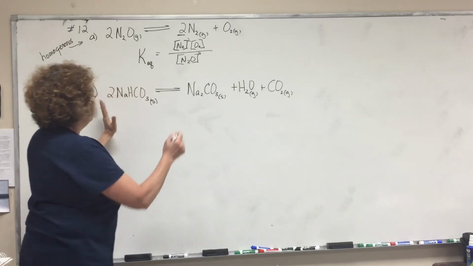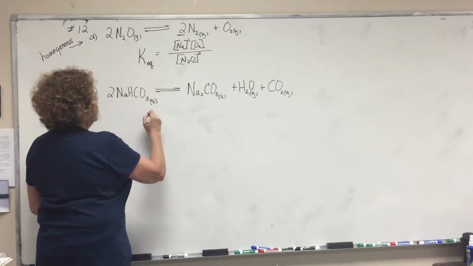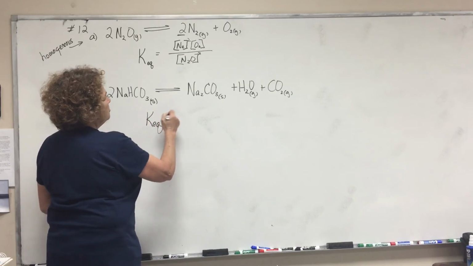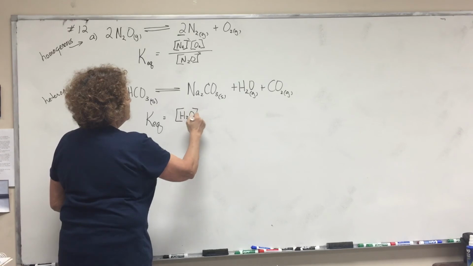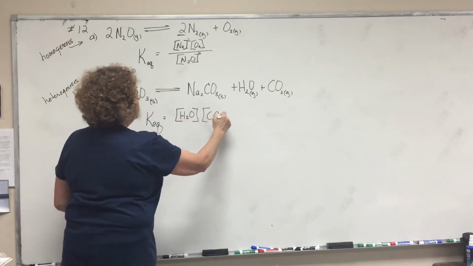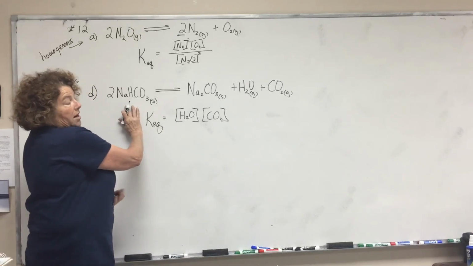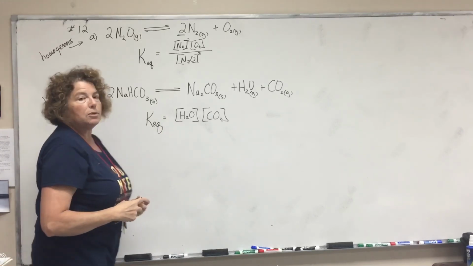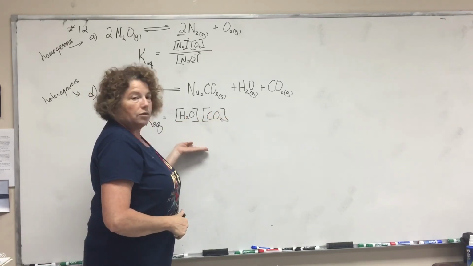Okay, this one, what do? Well, we don't put solids in there, so this basically would just be H2O and CO2 over 1. So this would be the equilibrium constant expression for that. Okay, products over reactants.